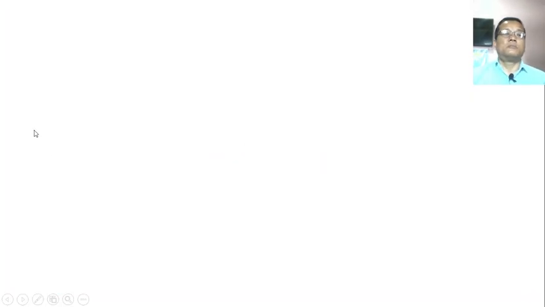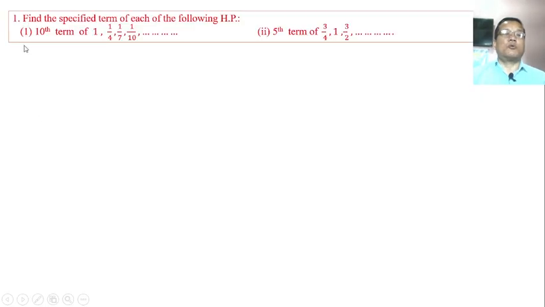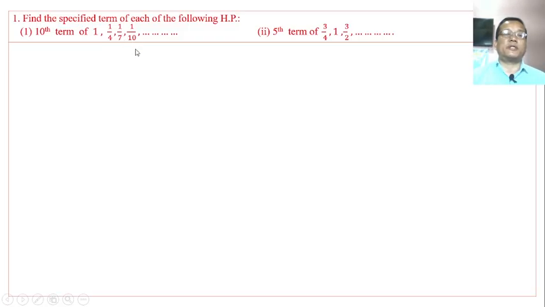Exercise 2.4, harmonic progression. Question number 1. Find the specified term of each of the following HPs. The first one: find the tenth term of 1 by 4, 1 by 7, 1 by 10.